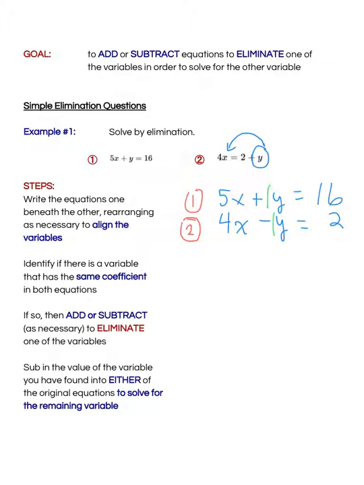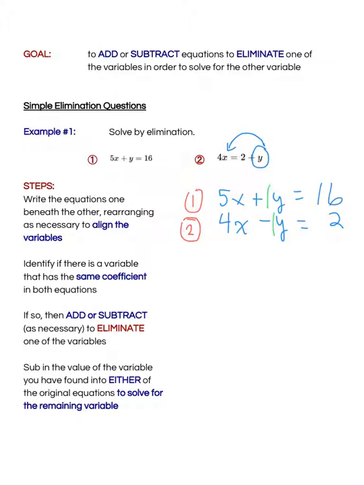So again, I've got 1y here, and I'm subtracting negative 1y. But does that give me 0y? Does that eliminate the y's? No, it doesn't. It actually gives me 2y. And the goal, remember, is to eliminate one of the variables, so I haven't done that.